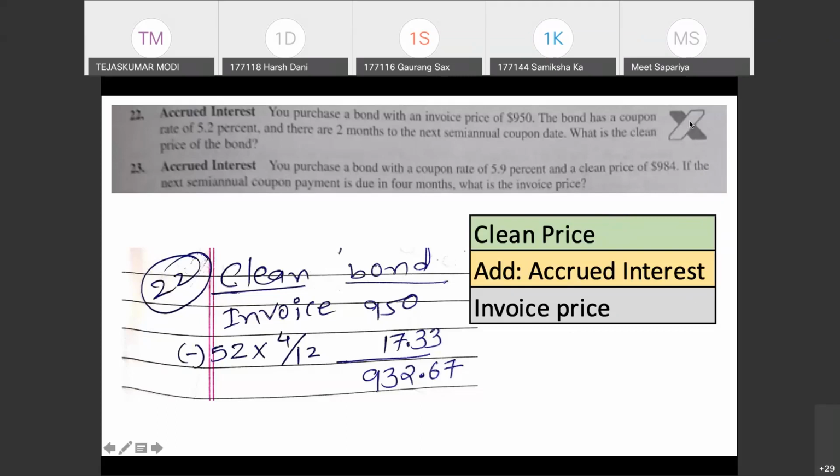In this question, I think we had discussed, and Dhruv had helped us also, if I remember correctly. The invoice price is given as 950, so 950 includes the accrued interest. Now remember, the bond has a coupon of 5.2 percent. There are 2 months to the next semi-annual coupon date. So after 2 months, you are going to receive the next semi-annual coupon, right? So can I say that this invoice price includes 4 months accrued interest, because this is an invoice price, this is a dirty price.